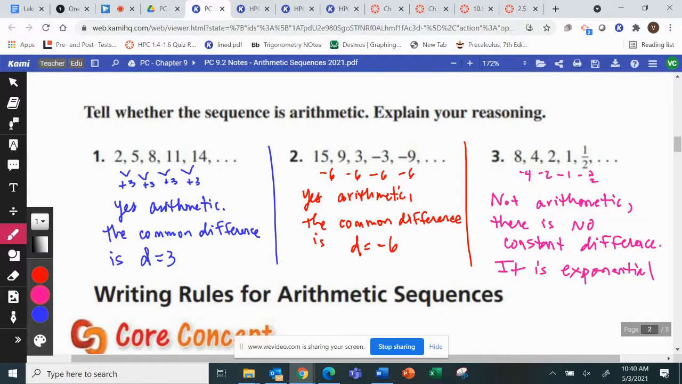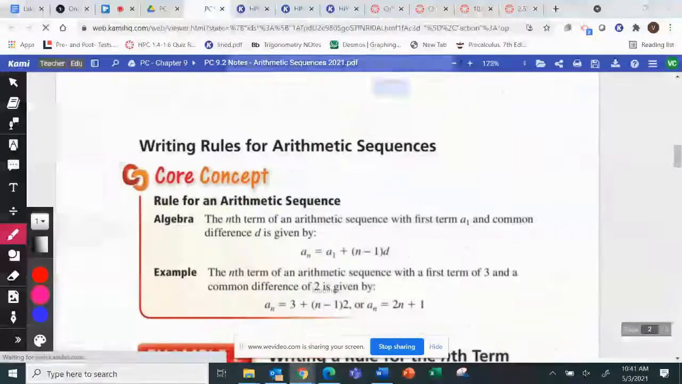I also can tell that this is exponential. Can anybody tell why it's exponential? So we're dividing by 2 or we're multiplying by half each time. So when we think about exponential, we want to think about multiplying. So each time multiplies by a half. Okay. All right.